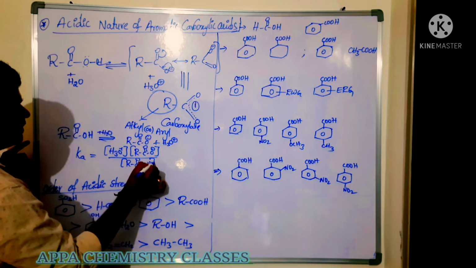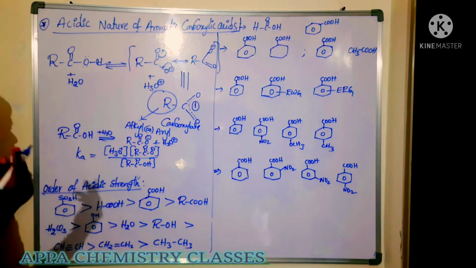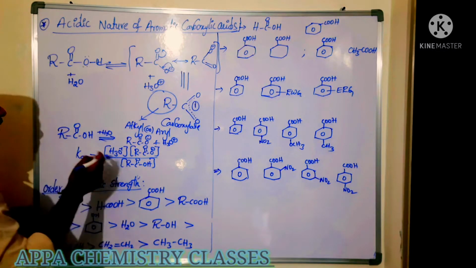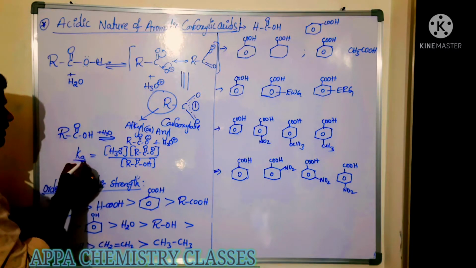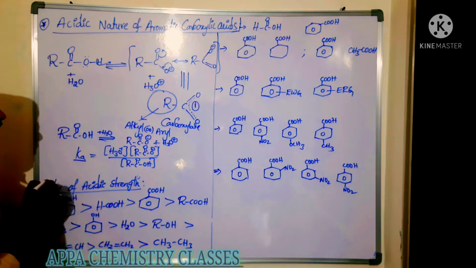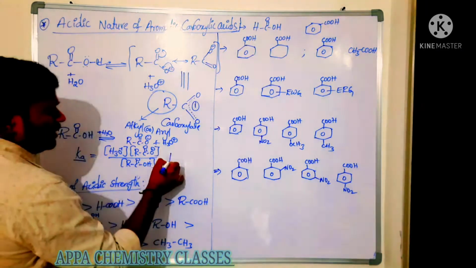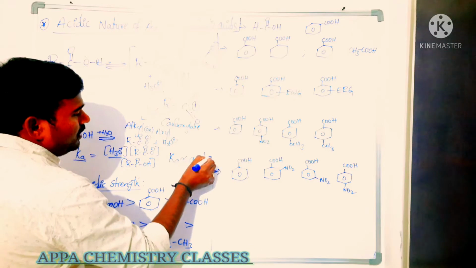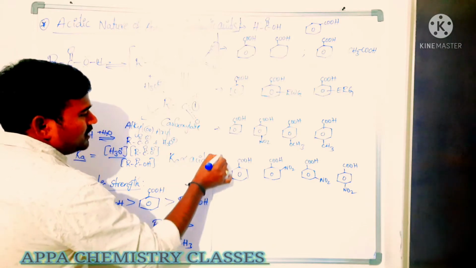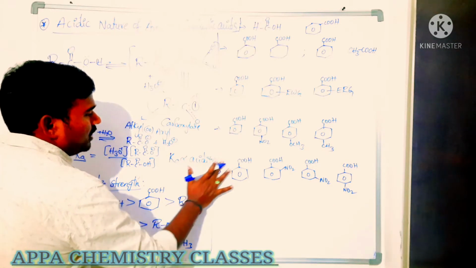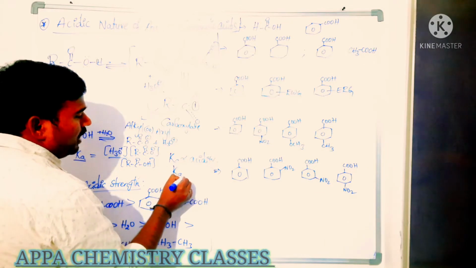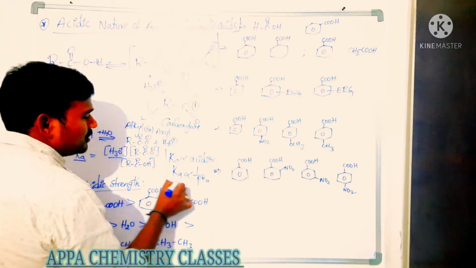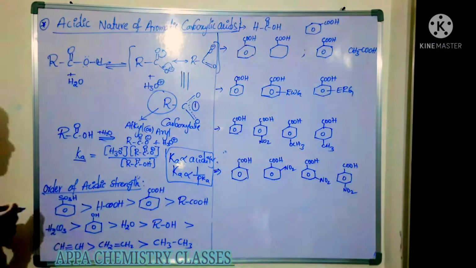The water concentration is taken as unity, because for a pure liquid and pure solid, the concentration is taken as unity. So how is the acid dissociation constant related to the acid? Ka is directly proportional to acidity. It is inversely related to pKa, how Ka and pKa values are inversely related. This concept we had discussed already.